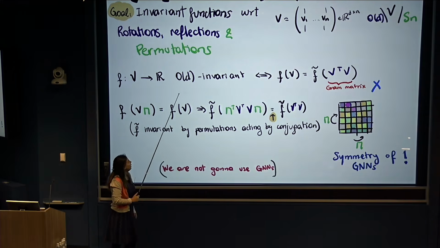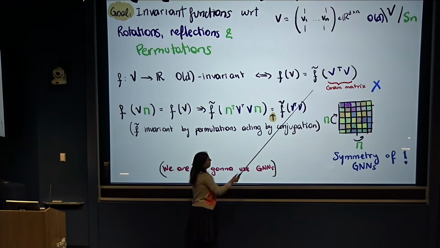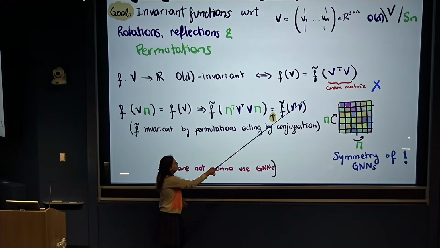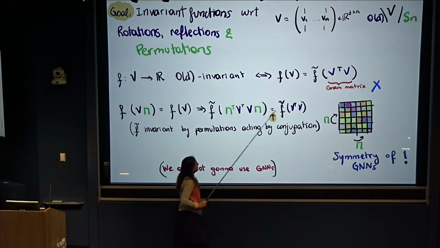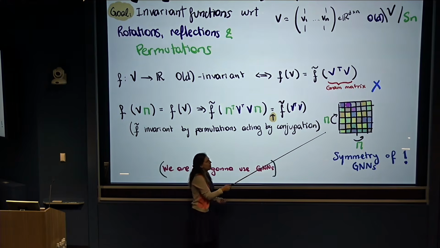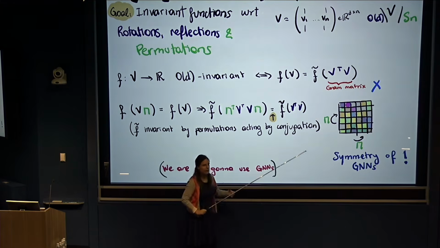So before, we saw that a function is O(d) invariant if and only if it's a function of the inner products. This is the Gram matrix, the matrix of inner products. And in order to implement the symmetry with respect to permutations, if I just multiply by permutations on the right, then in the Gram matrix, the permutations act by conjugation, so permuting rows and columns. So the symmetry that we obtain here is the same symmetry as the symmetry of graph neural networks, where your graph is your Gram matrix. That's the symmetry that I showed you in the second slide.